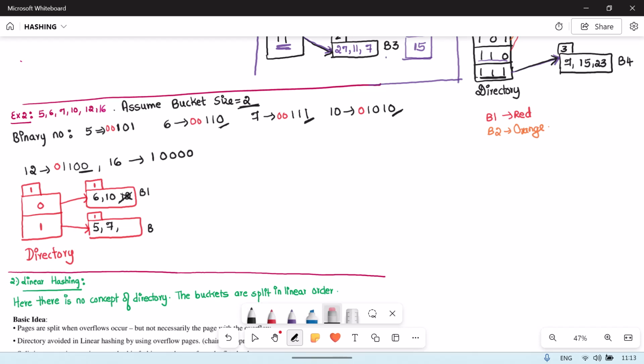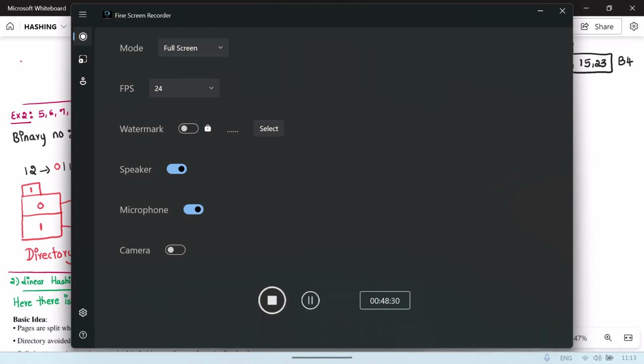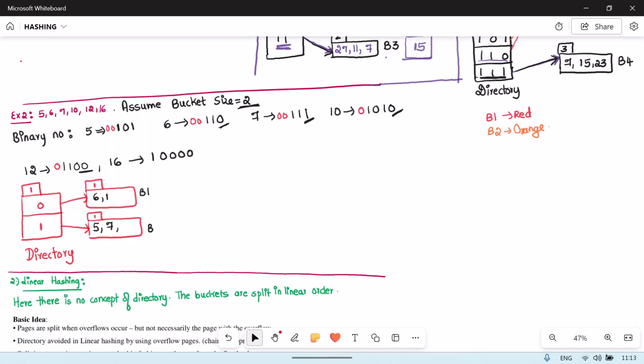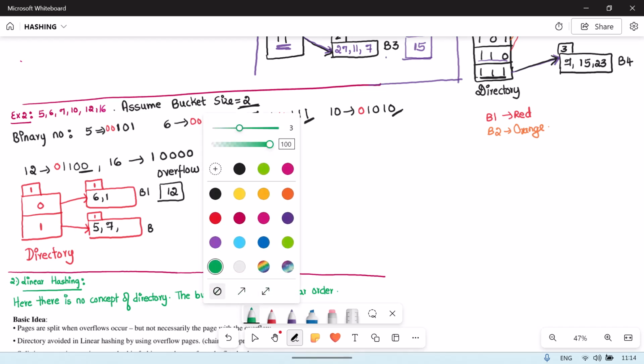So what will it lead to? It will lead to a condition called overflow. Okay. So 12 can't be placed. So 12 is the overflow. So now what are you supposed to do? B1 has to be split into 2 parts.